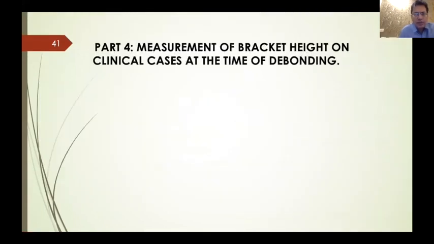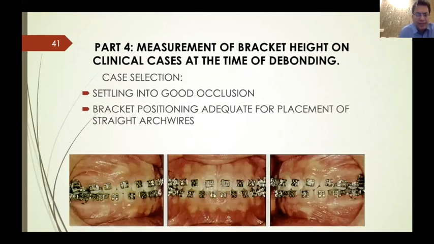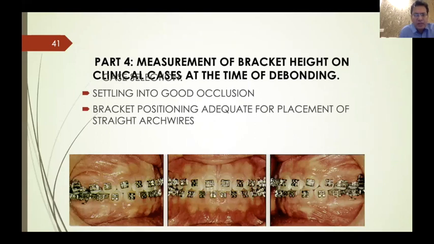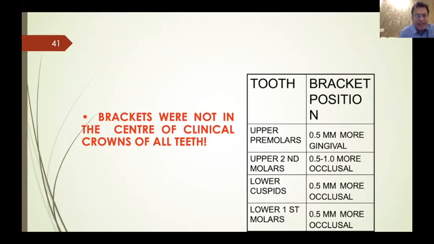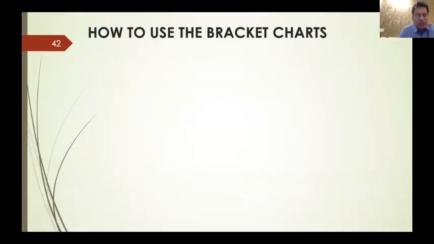So what did they do? They looked at good cases which had settled well and there was no posterior open bite and everything was in place. And they concluded that your brackets were not in the center of the clinical crown of all the teeth. So you needed to position the brackets differently. For the second molars, lower cuspids and lower first molars, you needed to place the bracket 0.5 millimeter more occlusal. Whereas for the upper premolars, it needed to be placed 0.5 millimeter more gingival. So what I want to say is that the bracket placement chart was very systematically developed. So when you use it, you have to be very careful.